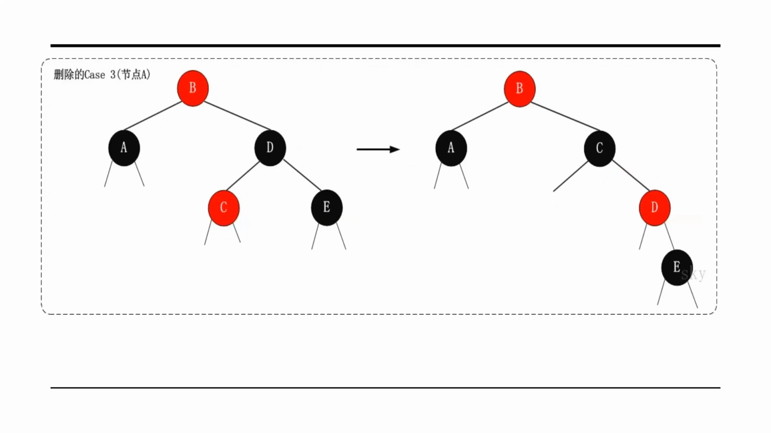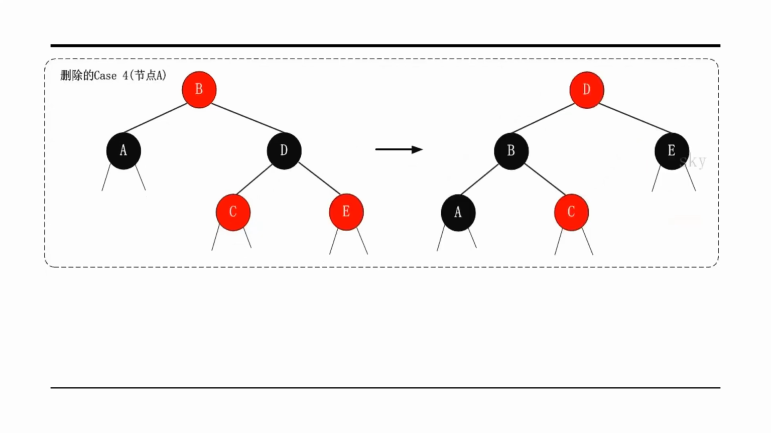In case 3, we right rotate his brother node. It is node D, so we right rotate node D. In case 4, we just need to left rotate his father node and make sure the color is the same as the red-black tree structure.